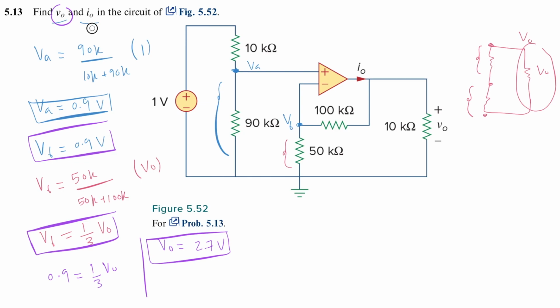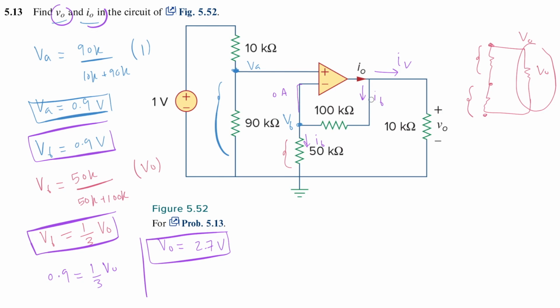Now we need to find I naught. To find I naught, notice that it is going out of the op-amp here, and it's splitting here and here. Call this IV, and call this IB. Why did I call it IB? Because this current here goes, all of it goes where? To IB. You can name it whatever, but I chose to name it IB. Because here there is no current. 0 ampere.